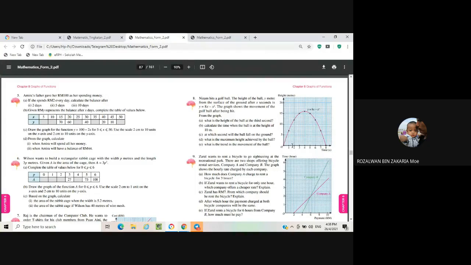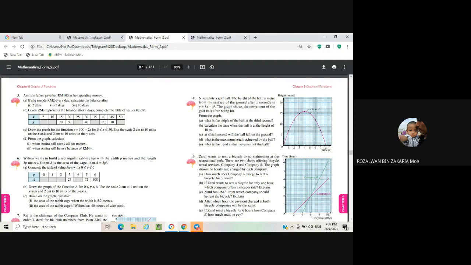What is the answer for the first one? You have to draw a dotted straight line until it reaches this graph, and it will intercept with the graph. 1.6 seconds, and one more is 6.4 seconds. Yes, that's the answer. So remember, you have to write two answers there.